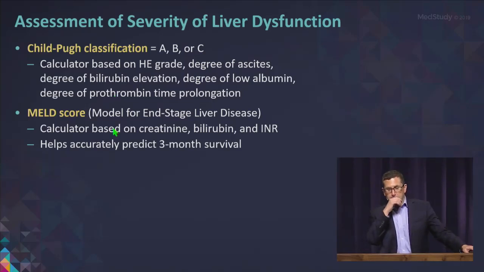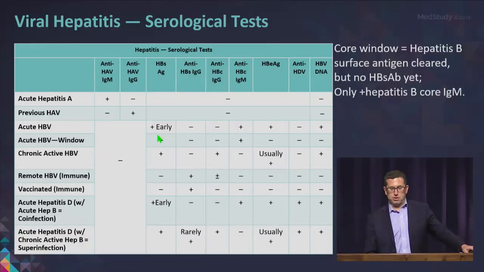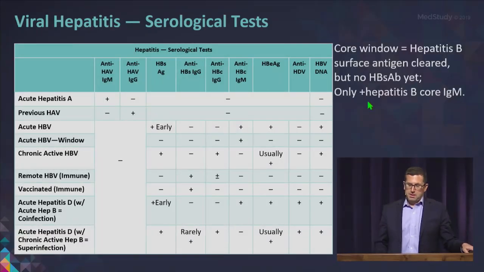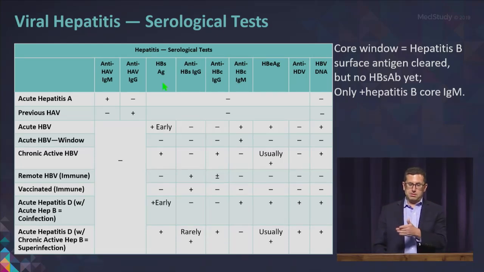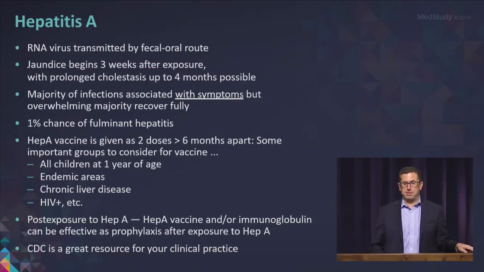And then there's the MELD score, which is really used to help determine whether people are ready for transplant. And it's a calculator based on only three variables: creatinine, bilirubin, and INR. I think this is fair game and a really important score to know about. This is a slide that just talks about what antibodies look like in the different forms of viral hepatitis. I'm going to go through these in subsequent slides, but this summary slide is here if you need it.